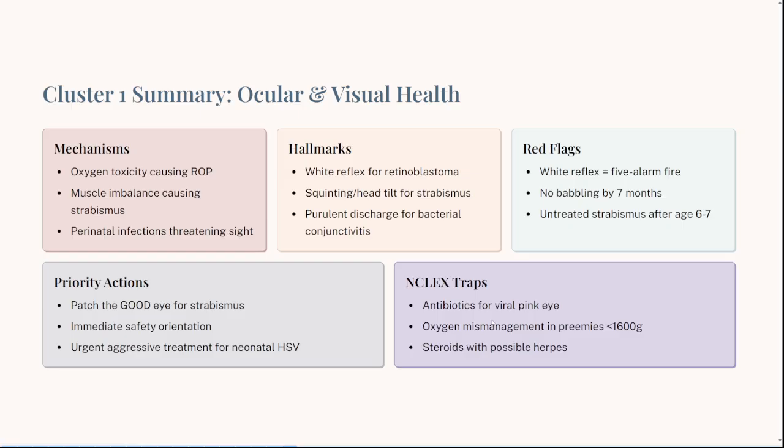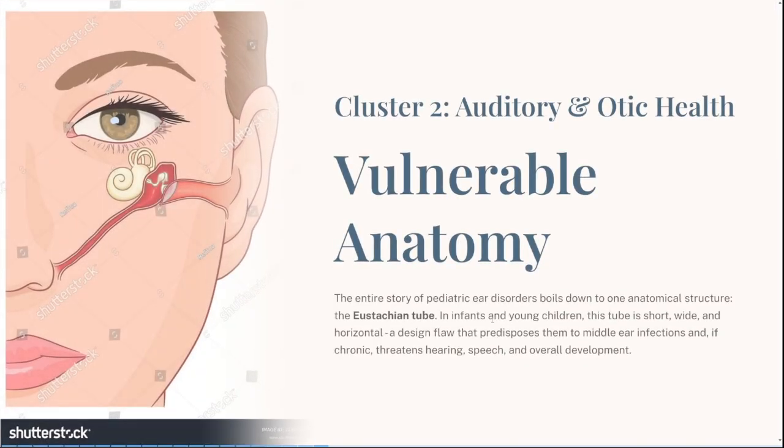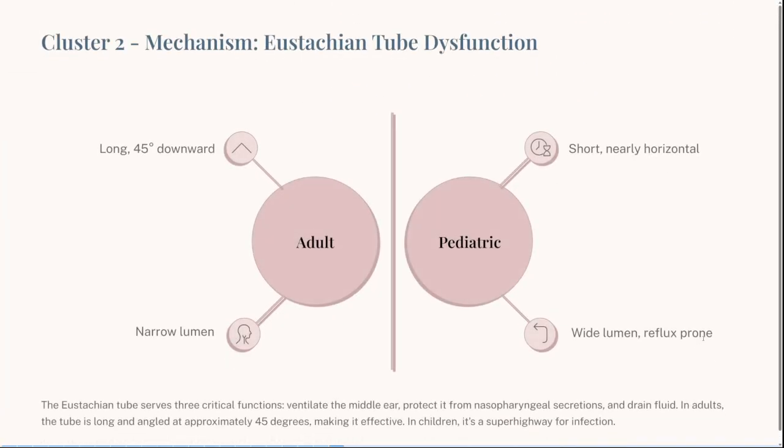The eustachian tube is supposed to do 3 things: ventilate, protect, and drain the middle ear. In an adult, it works great because it's long and angled. But in a kid, it's just not. Not at all. It's proportionally shorter, wider, and much more horizontal. It's a design flaw, basically.